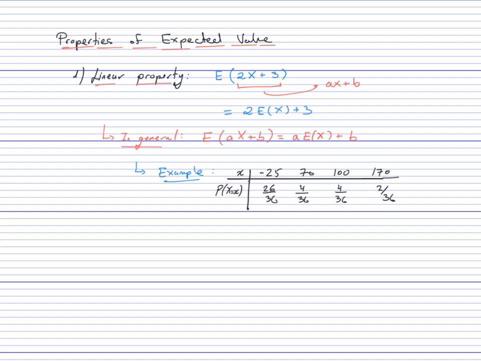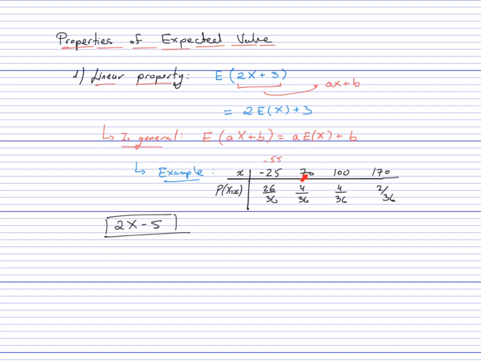So here's the example from before. Let's assume now that the owner of the game decided to change the rules. Now, instead of talking about those profits, he's going to take x, multiply it by 2, and, let's say, subtract 5. After changing the rules, he's going to ask you, what is the expected value? So he's going to take each value here, multiply it by 2, and then subtract 5. If we do that, 2 times minus 25 is minus 50, minus 5 is minus 55.